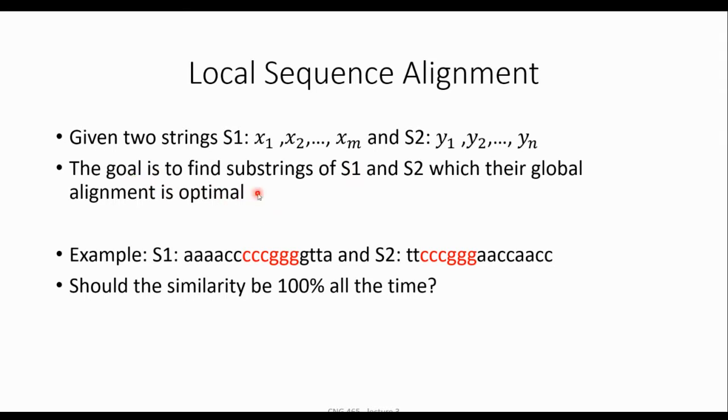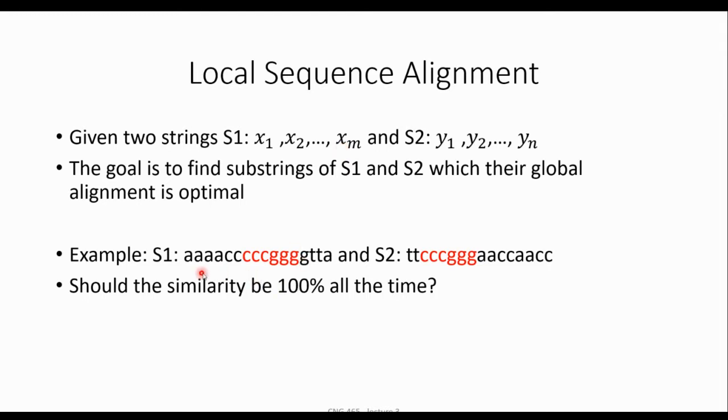So the goal is to find substrings of S1 and S2 whose global alignment is optimal. This is very important. It means that you are dealing with just one substring, not the whole sequence. And then when you choose the substrings, you compare these two substrings from S1 to S2 as we did in global alignment. So the algorithm is exactly the same, as soon as we find out about those substrings, and that's the challenge for us in local sequence alignment.